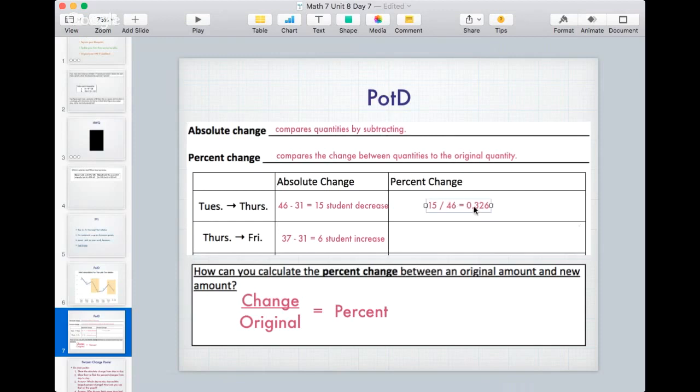15 divided by 46 is approximately 0.326. And then 0.326, that decimal, 326 thousandths, is between 32% and 33%. And now we just need to decide, is that closer to 32% or 33%? Because the 6 afterward is higher, 32.6% is going to be closer to 33%. So this actually would end up being a 33% decrease.